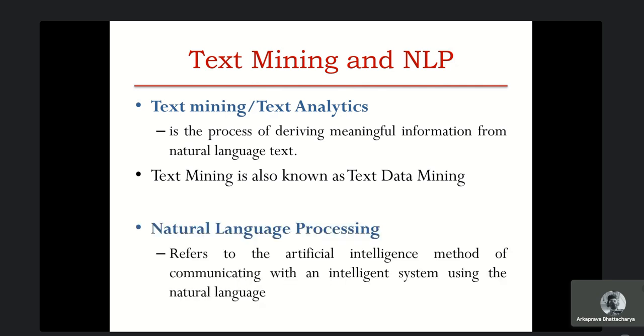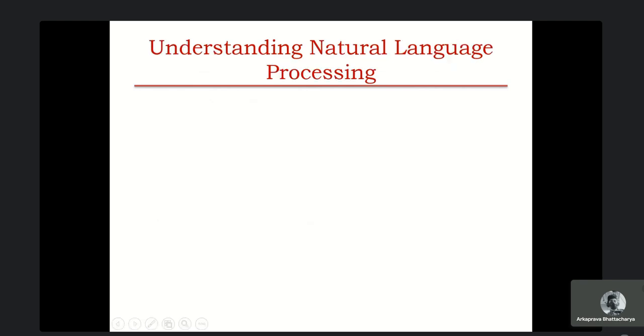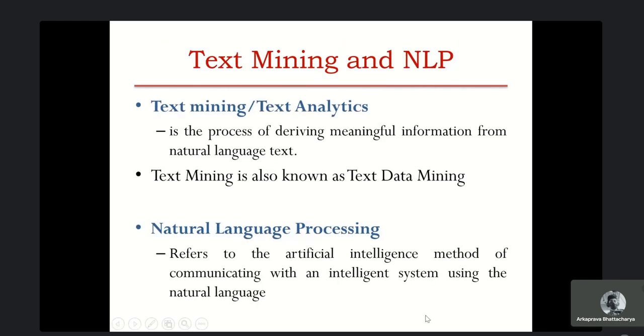When you look into natural language processing, it refers to the artificial intelligence method of communicating with an intelligent system. Text mining refers to the process of deriving high quality information from the text. Natural language processing deals with the intelligent system using natural language. The overall goal is essentially to turn the text into data for analysis via the applications of natural language processing. That's the reason text mining and natural language processing go hand in hand.